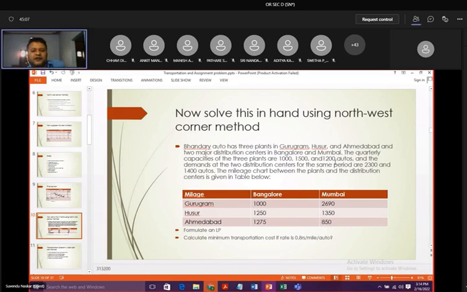So formulate an LP first with this and calculate the minimum transportation cost if the rate is 80 paisa per mile per auto. So it's basically a per-mileage transportation cost per item. Just give it a shot and let me know if anybody gets a solution.